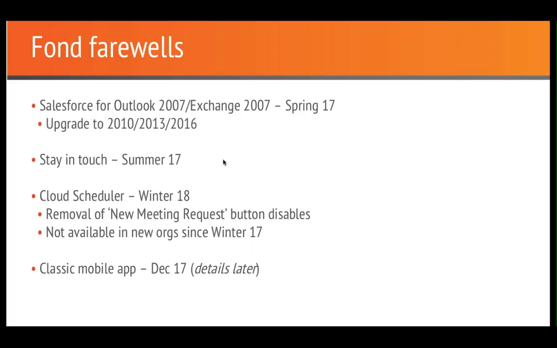This is a slightly phased retirement, so it fully retires in Winter 18. It's not been available in new orgs since Winter 17, so you may not have this, in which case you can just ignore this bit. If you are currently using it on an existing org, if you remove the new meeting request button, that will effectively disable the Cloud Scheduler and you won't be able to add it in again. So even if you're thinking you might not need it temporarily, you'd lose it for good. So leave that in place if you've got any plans on using that throughout the rest of the year. And finally, the classic mobile application is also scheduled to retire in December 2017, and we'll cover more details on that in the mobile section later.